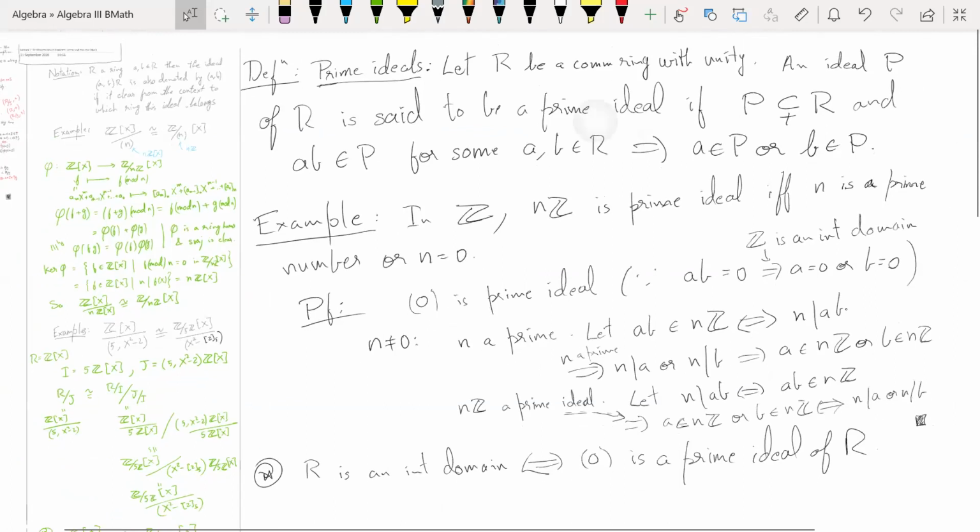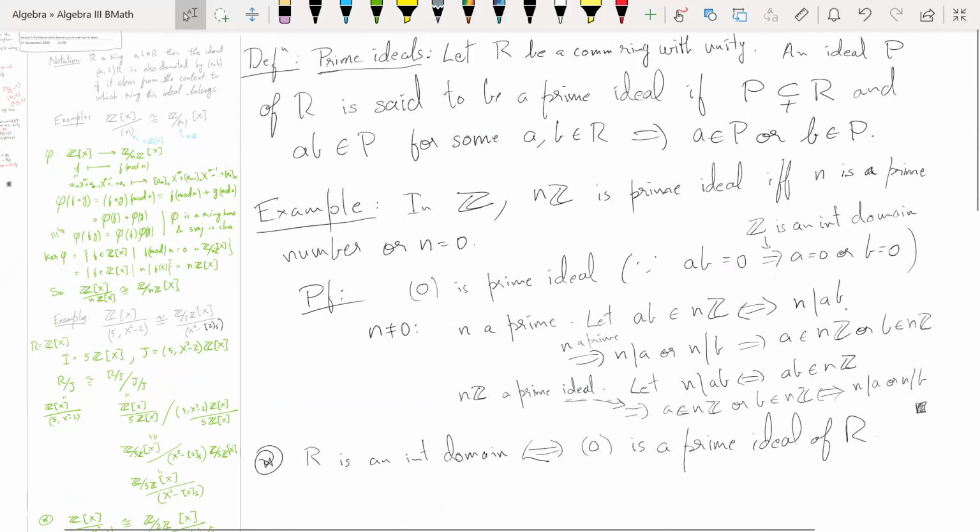So maybe I should have made it a little smaller. Now you can see most of the left. Okay, so if and only if n is a prime number or n equals 0. So that means if you take n equals 0, that is the 0 ideal. So the prime ideals in Z are precisely p times Z, where p is a prime number, or the 0 ideal. So these are the only prime ideals in Z. That's what this example says.